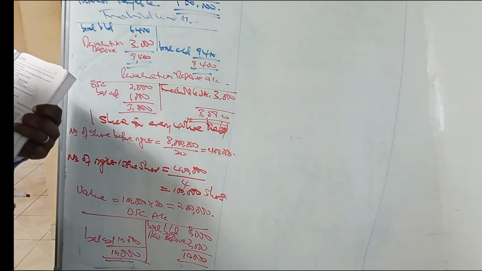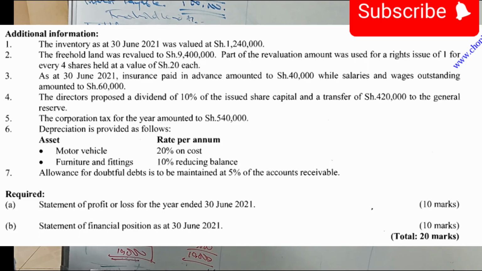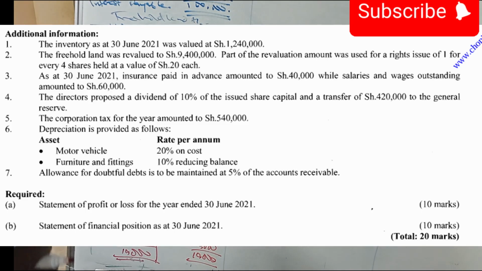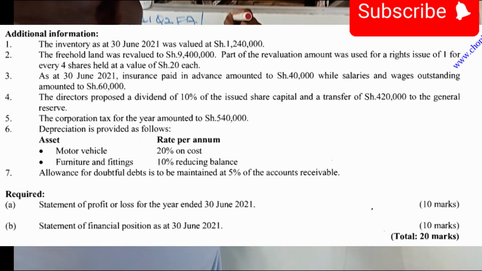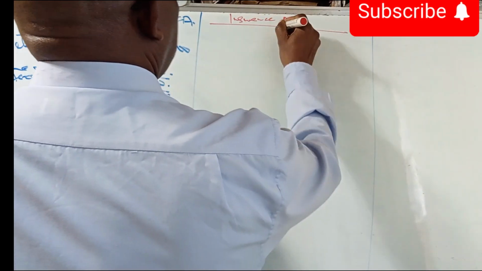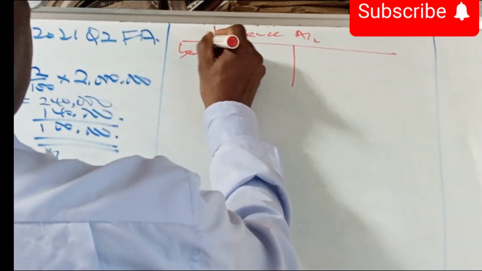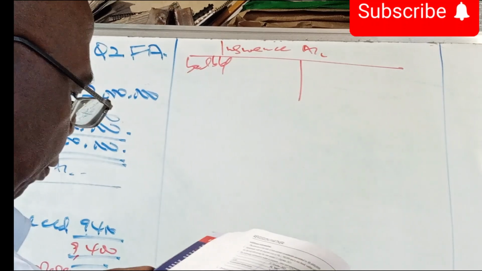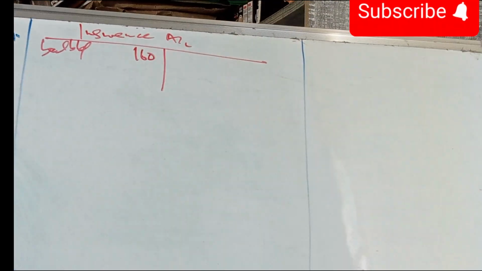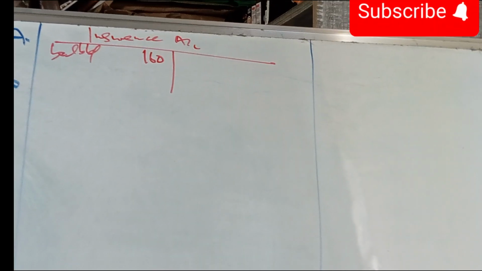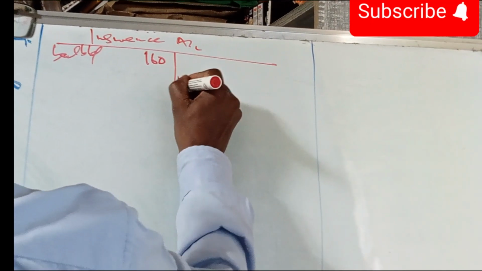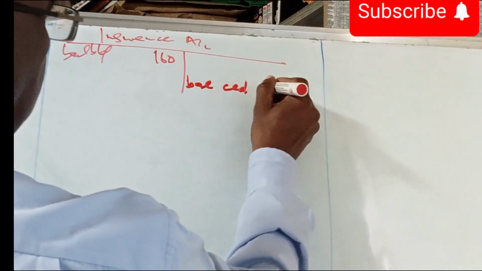Additional information number 3, we are told that as at the 30th of June 2021, that is at the end of the year, insurance paid in advance amounted to 40,000 shillings. So if we get the balance brought down from the balance sheet, we have insurance amounting to 160. Although we paid insurance of 160, there is insurance which has not been used, amounting to 40. Balance carried down amounts to 40.